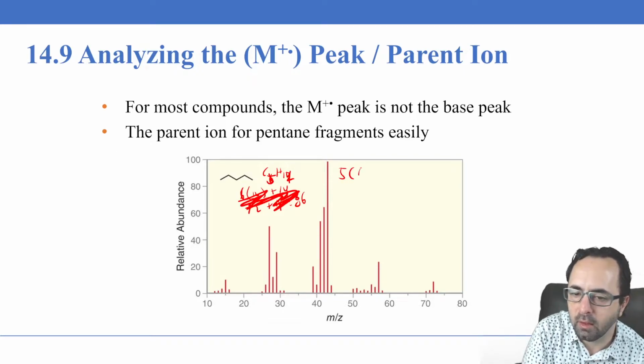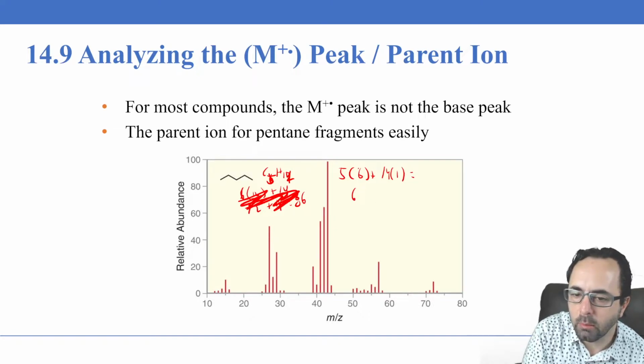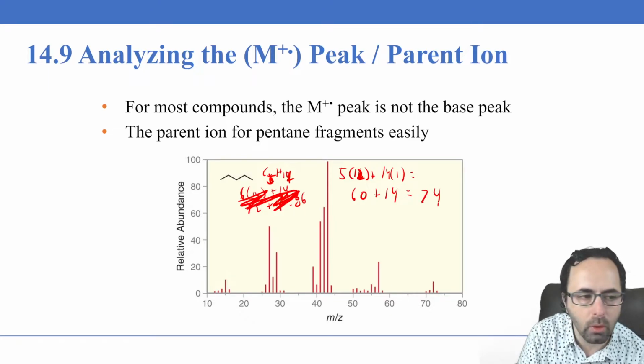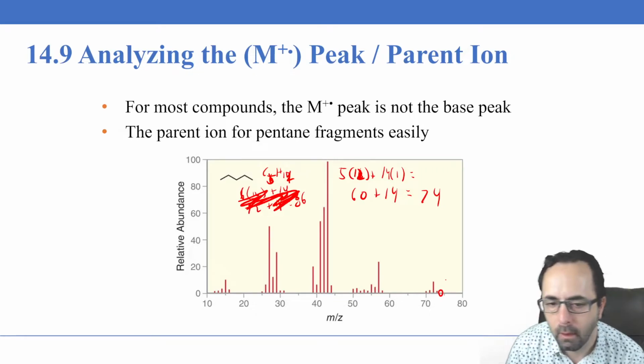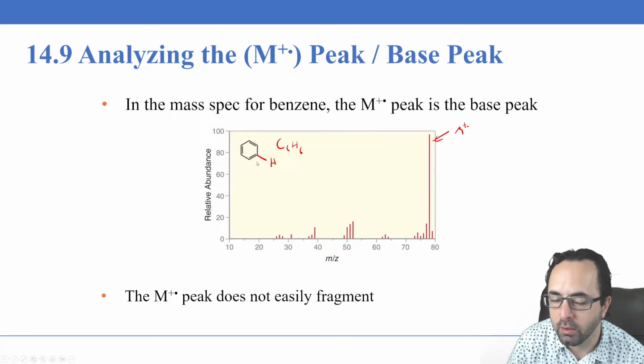So 5 times 12 for carbon, so 5 times 12 is 60. 12 the mass of carbon, 1 for the mass of hydrogen, so 14, for a total of 74 here. So we would expect to see a rather large peak at 74, which would be right here, but we see no peak at all. And so you'll see that in some molecules, like benzene, with these very strong bonds that are difficult to break, we have very little fragmentation.